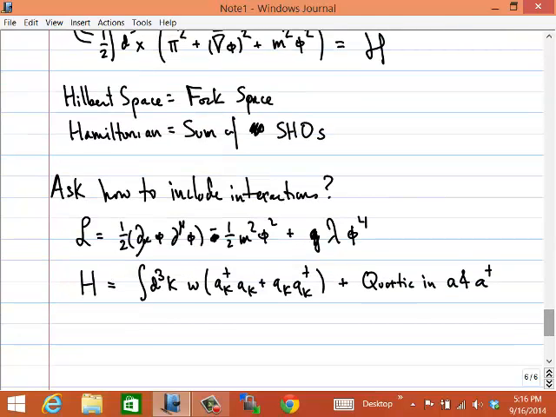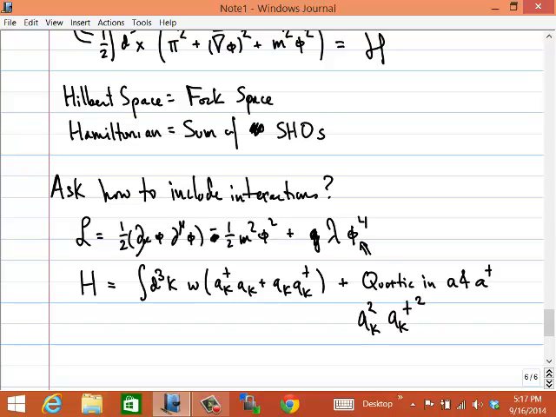So, for example, there are terms that you would get if you went through that. If you just expanded phi in terms of the A's and A daggers, phi is linear in the A's and A daggers. So phi to the fourth will lead to terms in the Hamiltonian that would look something like ak squared, ak dagger squared.